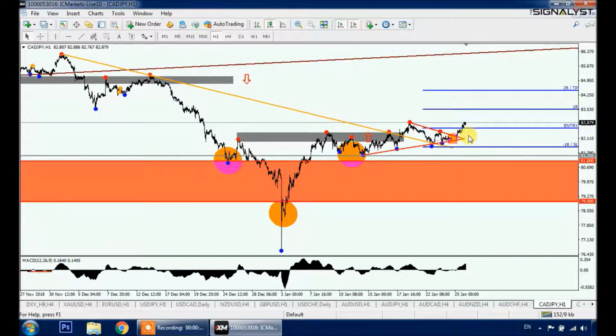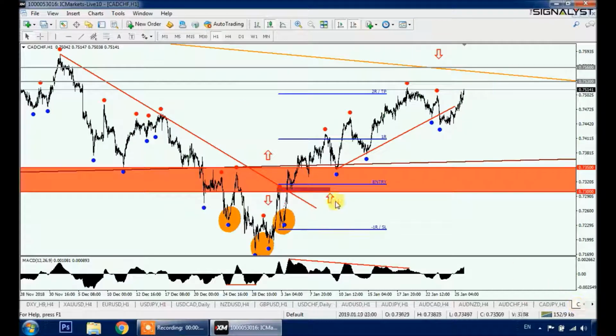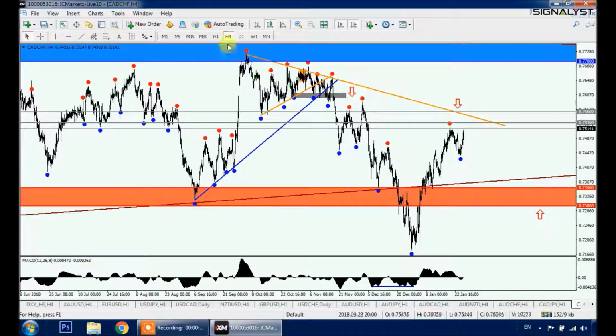Our last pair for part 1 is going to be CADCHF. We had a buy opportunity around here like 2 weeks ago. It hit our TP plus 2R last week, and then we got a short opportunity here, a sell opportunity because of this objective trend line in red, divergence, rejection area here in gray, and this long-term trend line rejection.